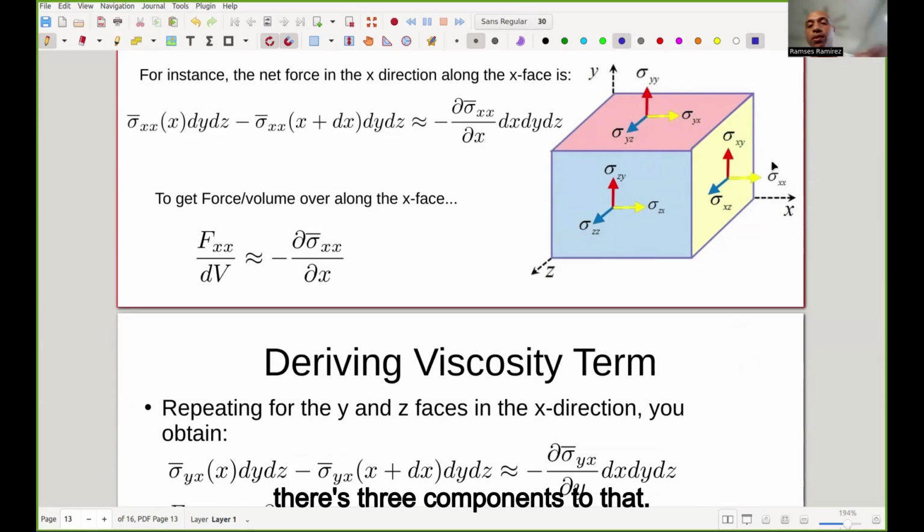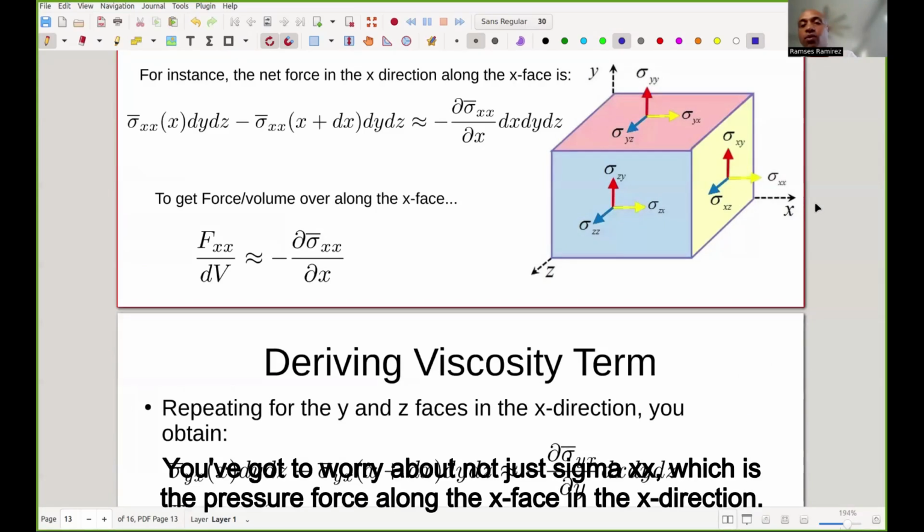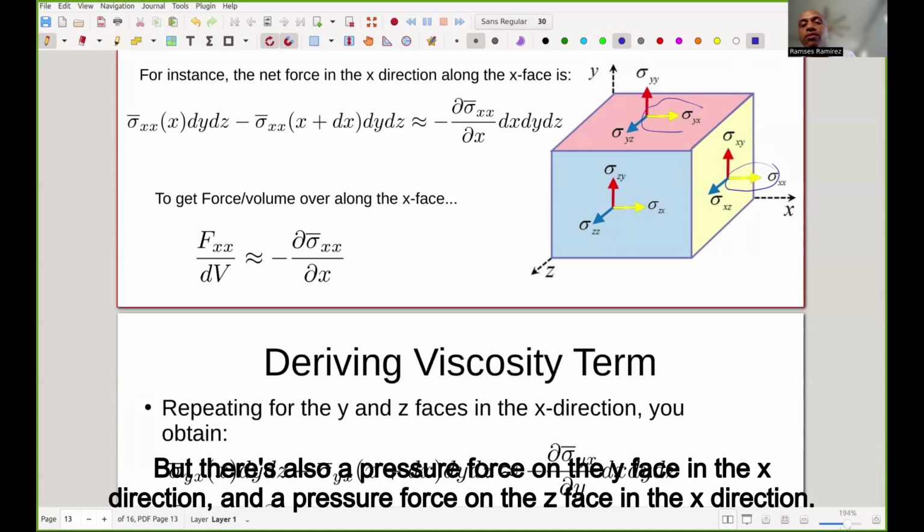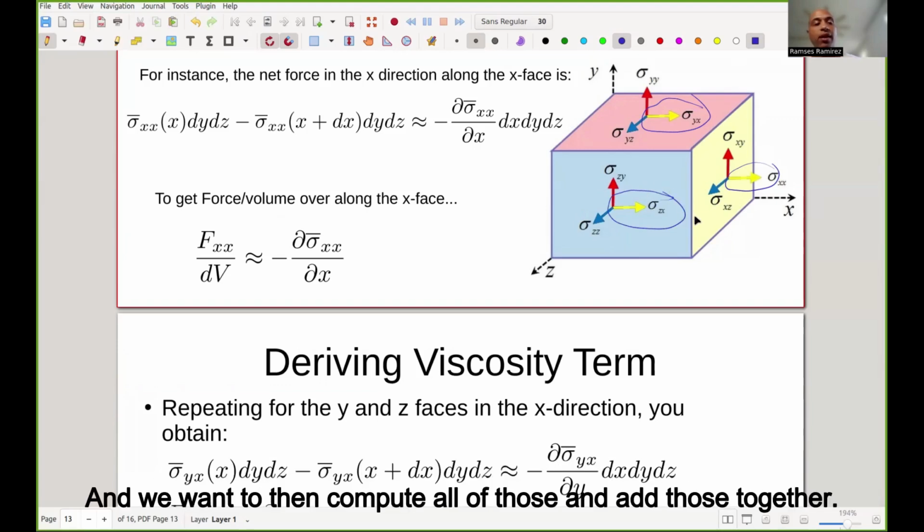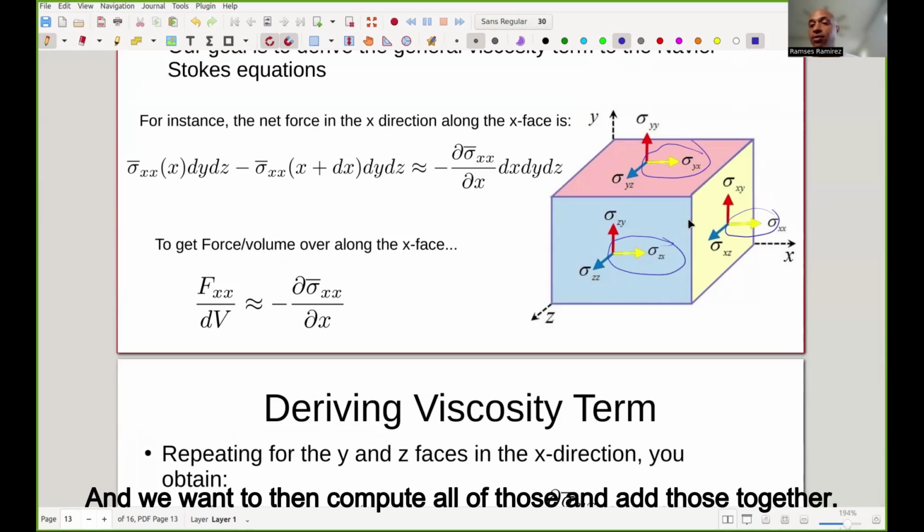Well, there are three components to that. You've got to worry about not just sigma xx, which is the pressure force along the x face in the x direction, but there's also a pressure force on the y face in the x direction and a pressure force on the z face in the x direction. And we want to compute all of those and add those together.